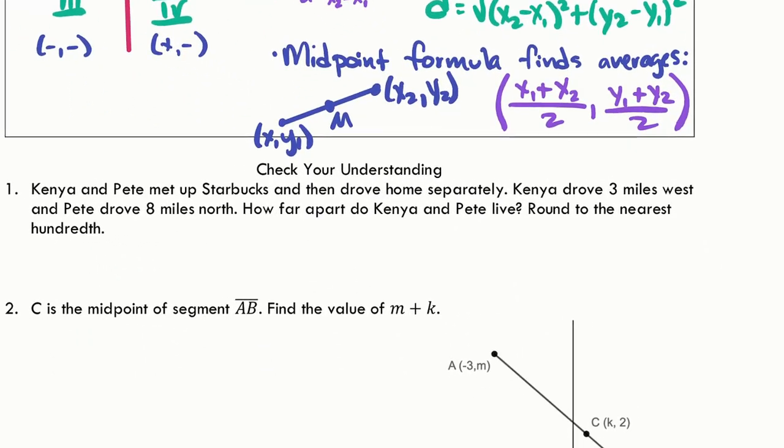Alright, so Kenya and Pete met up at Starbucks and drove home separately. Kenya drove 3 miles west and Pete drove 8 miles north. How far apart did Kenya and Pete live? Alright, so here is Starbucks.